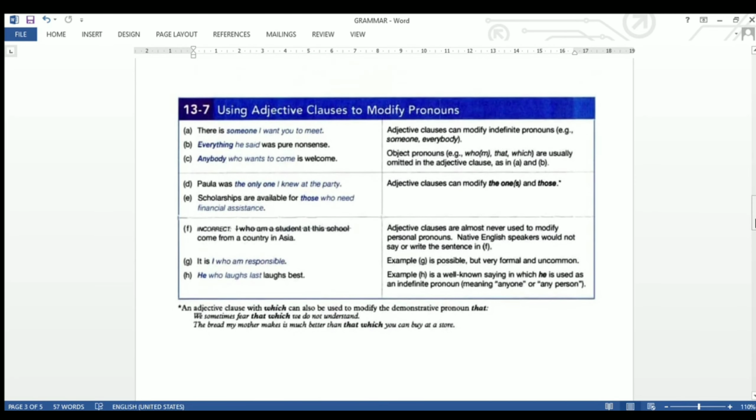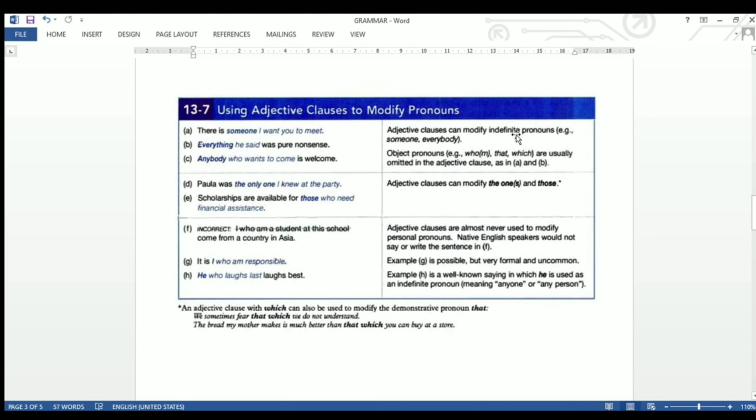Using adjective clauses to modify pronouns. Remember that previously we learned about using adjective clauses to modify nouns and how to differentiate between noun clause and adjective clause, right? And here, we use adjective clauses to modify pronouns, not nouns, pronouns. Okay, look at this first point. The first point is adjective clauses can modify indefinite pronouns.